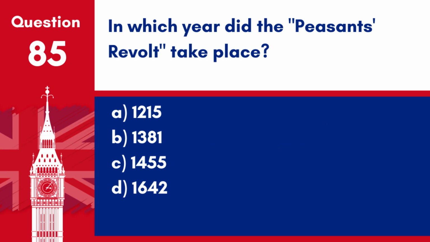Question 85. In which year did the Peasants' Revolt take place? A. 1215. B. 1381. C. 1455. D. 1642. Answer. B. 1381. The Peasants' Revolt occurred in 1381, sparked by socio-economic tensions and widespread discontent with the poll tax.